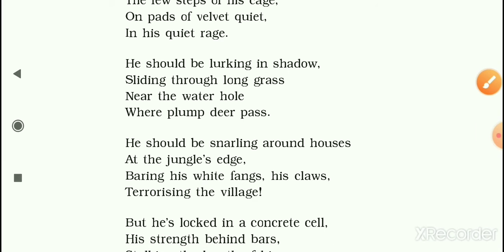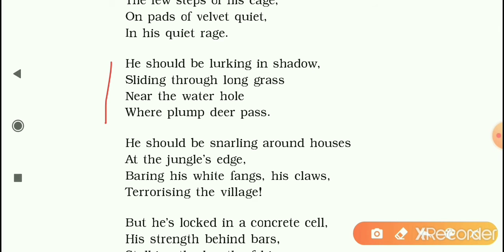He should be lurking in a shadow, sliding through long grass near the water hole where the plump deer pass. In this part, the poet is showing the tiger in his natural habitat, and he is showing how the tiger behaves when he is free in a deep forest. How does he behave? He is a hunter, a predator, and being a hunter and predator he needs to know how to disguise.